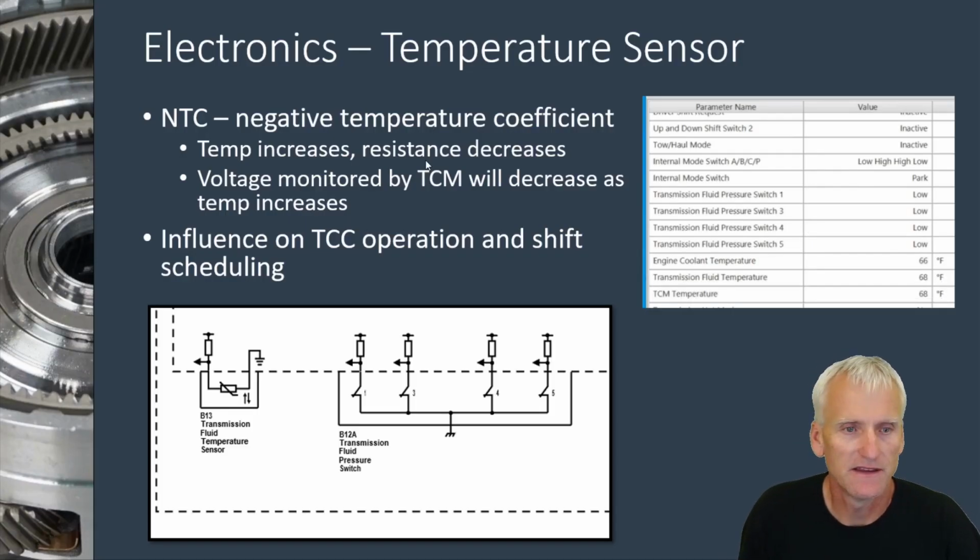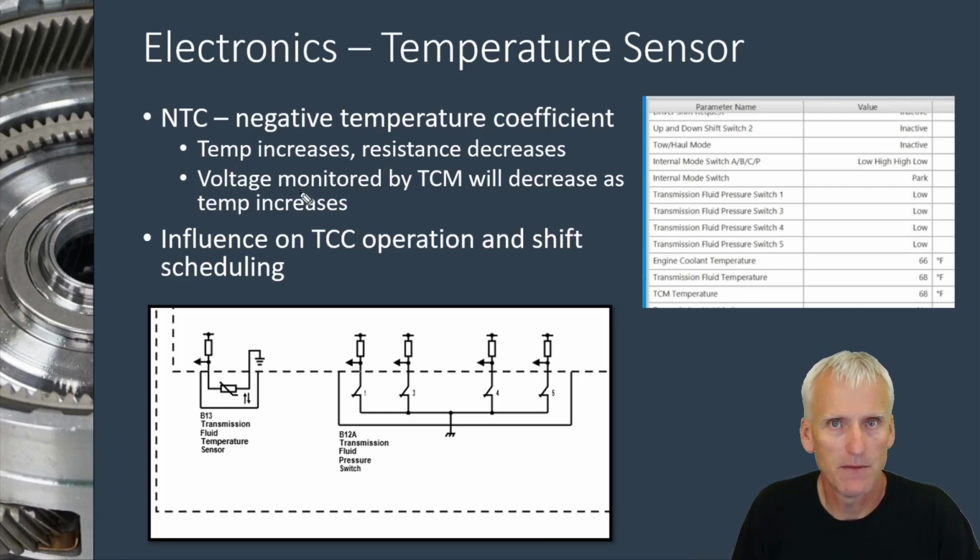Let's take a look at the temp sensors. These electronically controlled transmissions are going to have temp sensors to basically indicate what the transmission fluid temp is, but this information really carries over to things like the intake air temp sensor and the coolant temp sensor. There's really no difference. NTC means negative temperature coefficient. That means when the temperature increases, the resistance actually decreases.